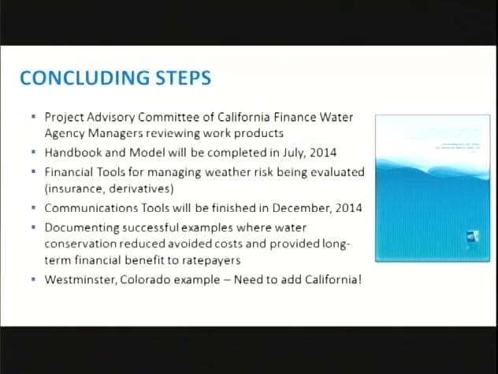So we got to thinking after the first summit, maybe we should look at financial instruments like insurance, like market derivatives, as a way of hedging the weather risk for urban water agencies. So we are preparing a paper, which will also be released in July, that documents what the market opportunities are for this type of strategy. And we think it has particular applicability in California, so we'll be really interested in having you all take a look at that. And then the communications tools.